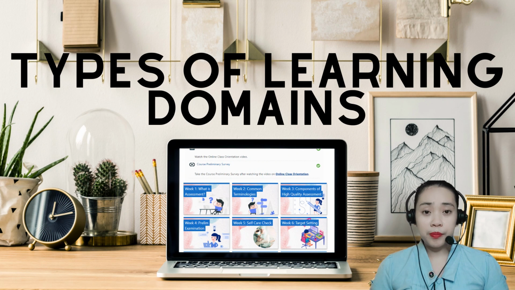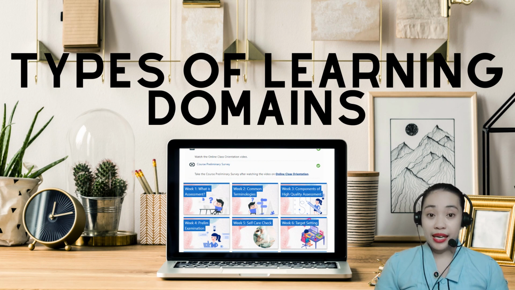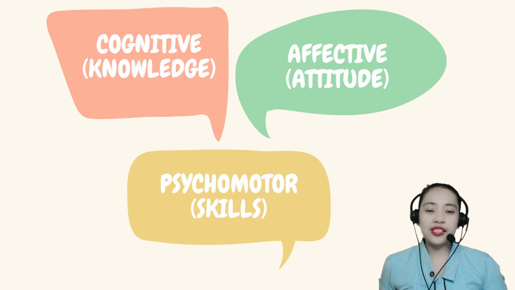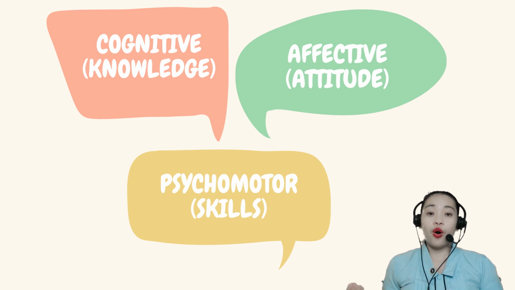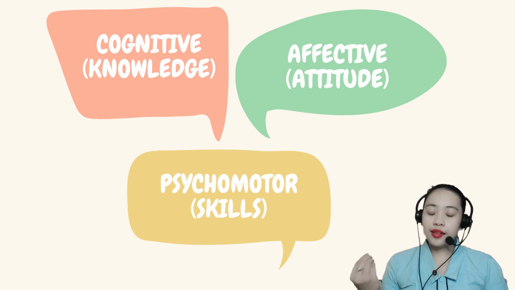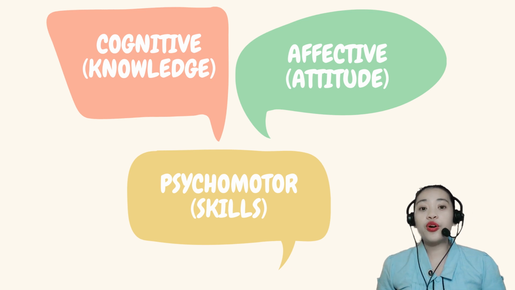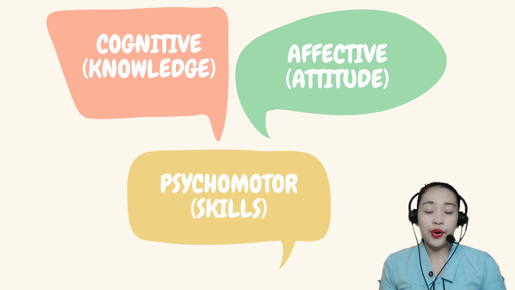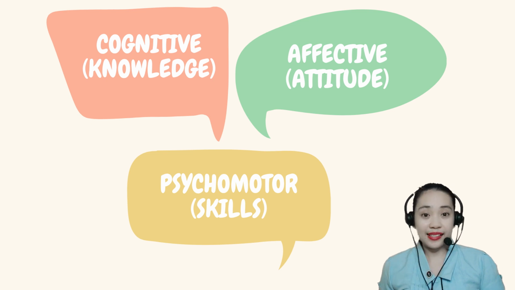Student learning outcome has three types of learning domains. These are cognitive, affective, and psychomotor. When we say cognitive, those are mental skills or termed as knowledge. When we say affective, it means growth in feeling or emotion, and it is also termed as attitude. And lastly, when we say psychomotor, it is manual or physical skills, or merely termed as skills.